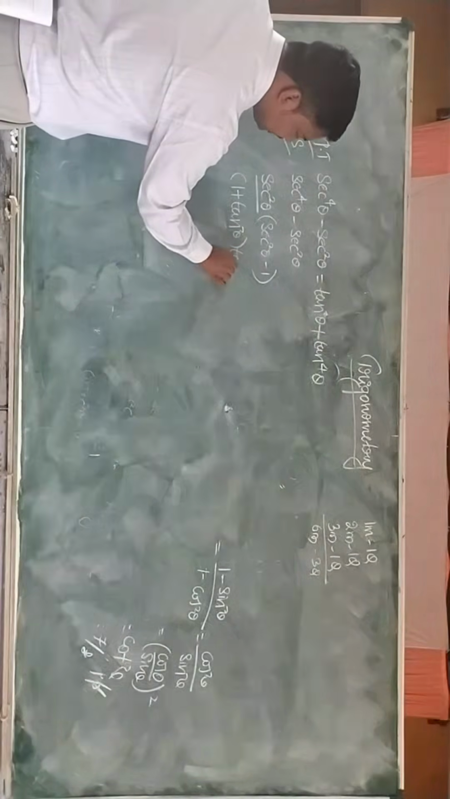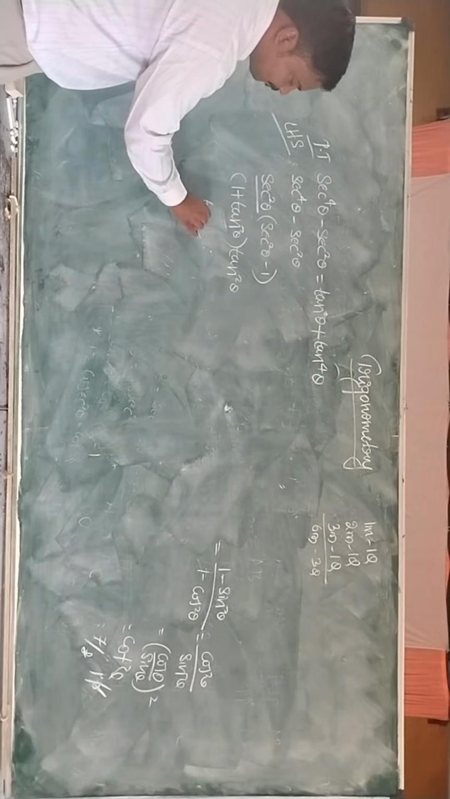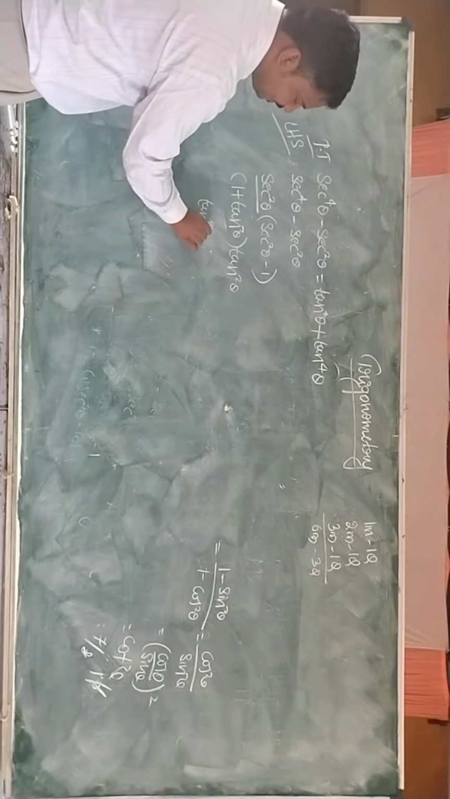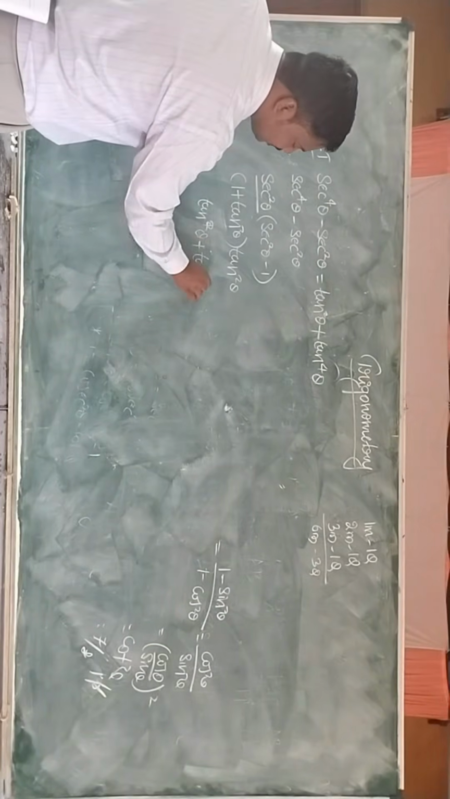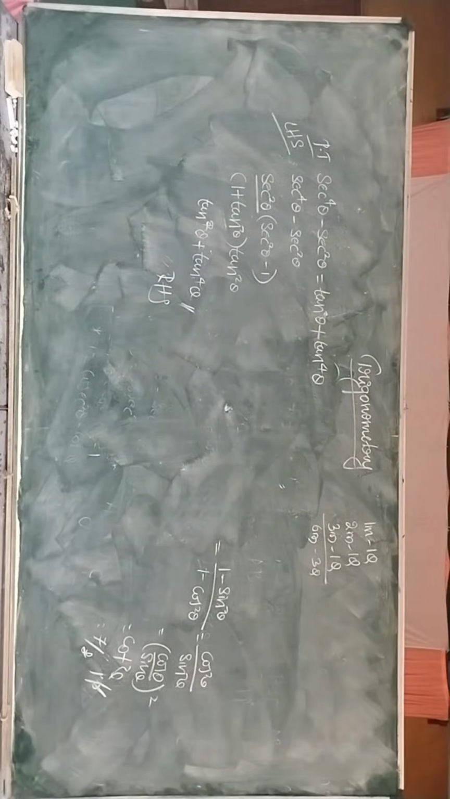So tan square theta, now I will multiply this tan square to this bracket: tan square theta plus tan to the power 4 theta. Hence, the proof, it is your RHS. 2 marks, simple question, note down, fast.